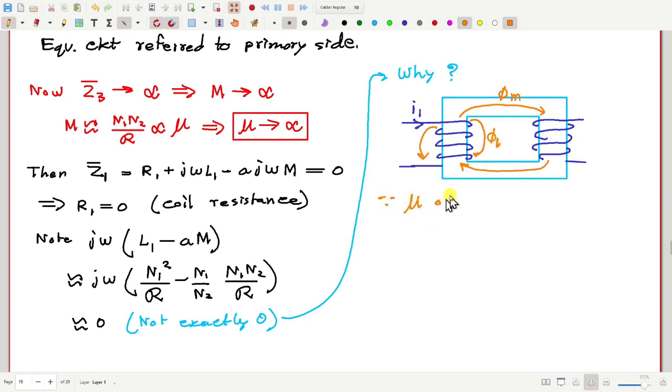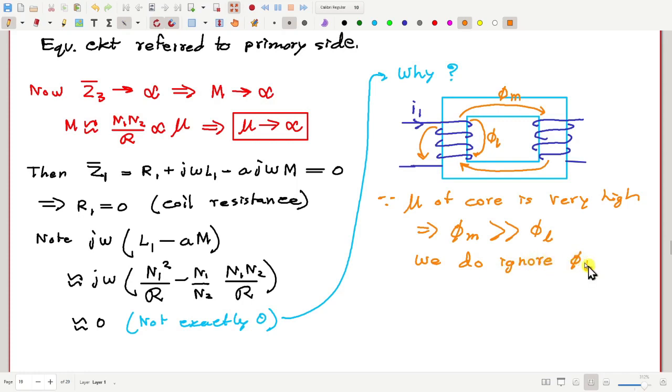Since the permeability of the core is very high, that's what we assume, that means phi m is much larger than phi l, and therefore in calculation of inductance or voltage we can ignore phi l. We do ignore phi l. Phi l is called the leakage flux. That's for your information.